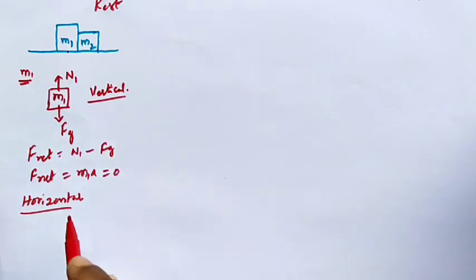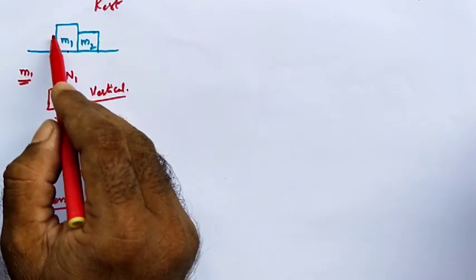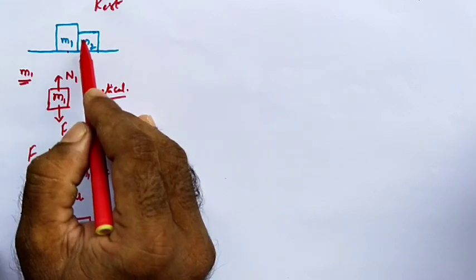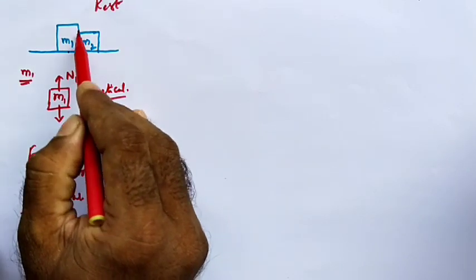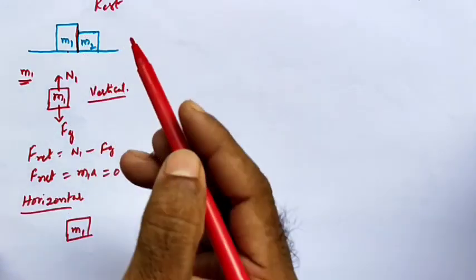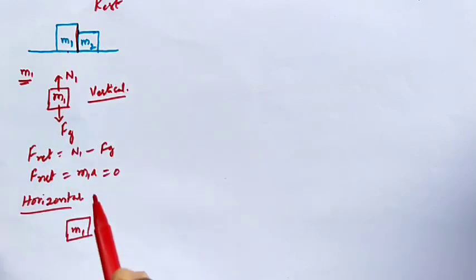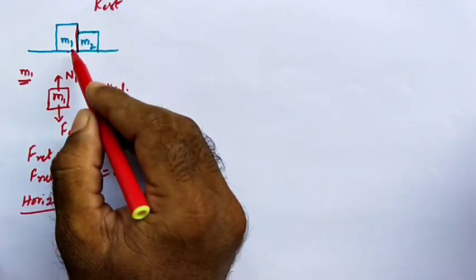Now horizontally, what is the free body diagram of M1? Horizontally, is any applied force there? No. Now see that M1 and M2 are in contact with each other. When two bodies are in contact with each other, a normal force acts. That means M2 applies a normal force on M1. Let us take that as N2. Only this is the free body diagram for M1.